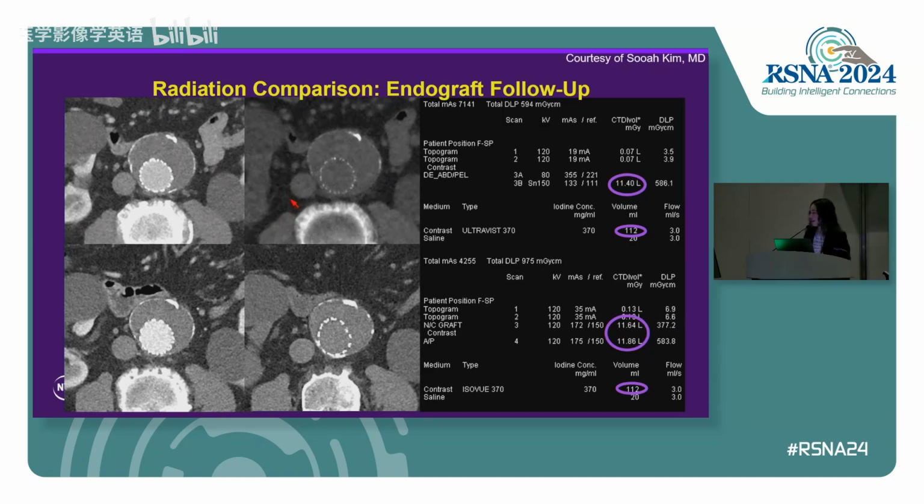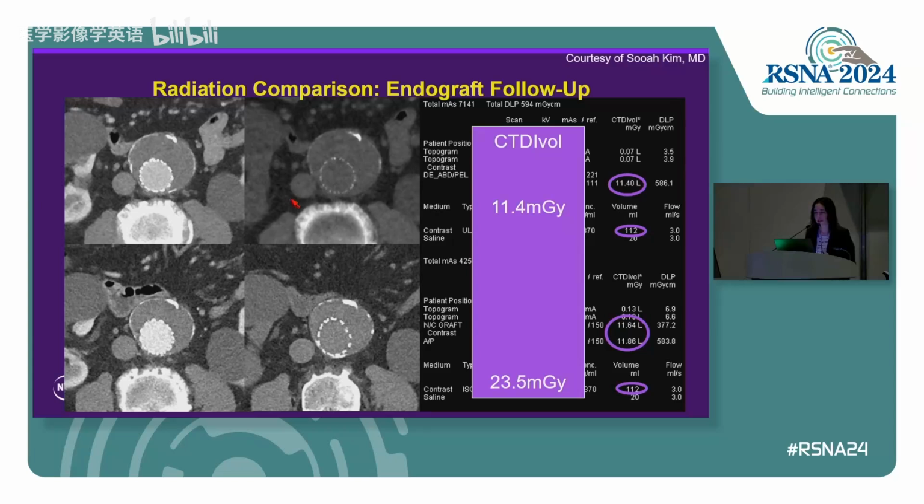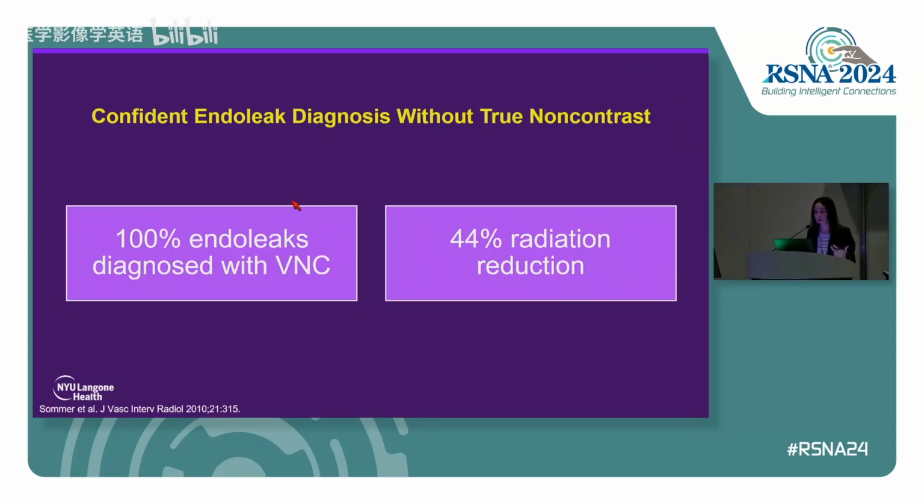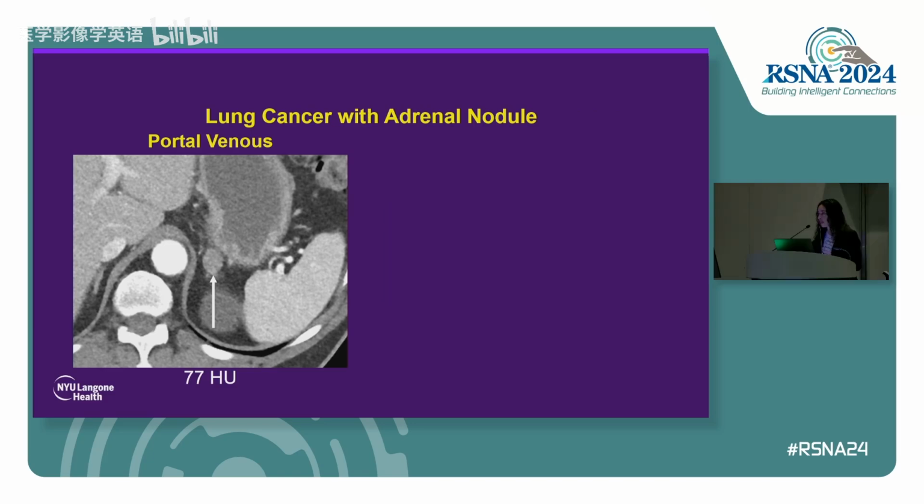And just subtracting that true with a virtual non-contrast resulted in greater than 50% radiation exposure reduction. So this has been studied, and one study showed that 100% of endoleaks were diagnosed with a virtual instead of a true non-contrast, and there was 44% radiation exposure reduction. So you can do it and reduce radiation.